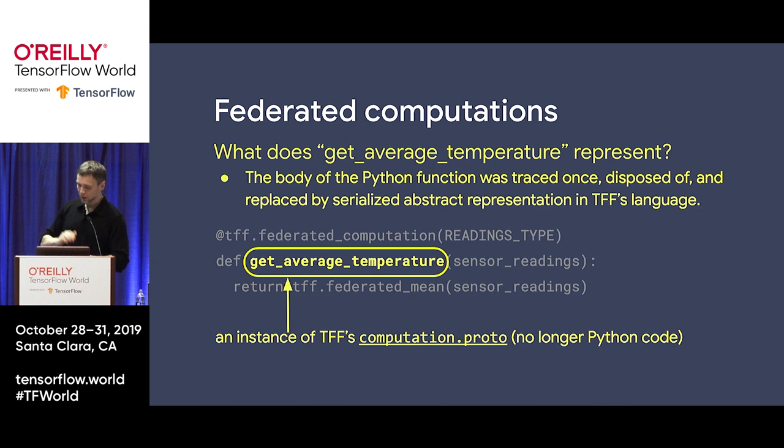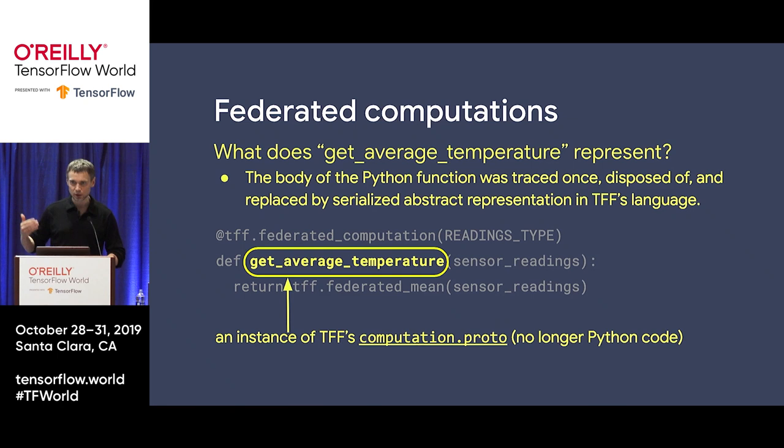So when I say that TFF programs are not Python, that's what it means. The get average temperature symbol now represents a serialized representation of code in TFF. Okay, and the reason that's important is that again we want to run those things on devices, and so they're not going to be interpreted by regular Python.